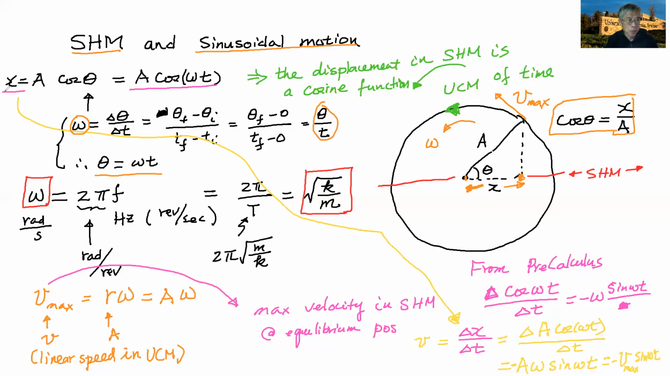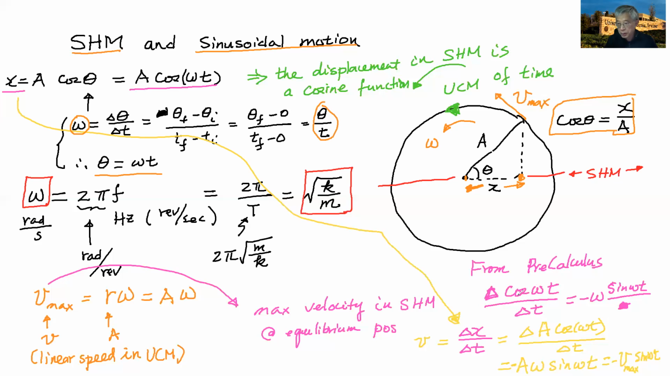Now we know displacement, and we know velocity is equal to displacement divided by delta t. So delta x over delta t is v, from kinematics. Delta x is delta of a cosine omega t, over delta t. A is constant, so we move it out, and then we have delta cosine omega t divided by delta t.